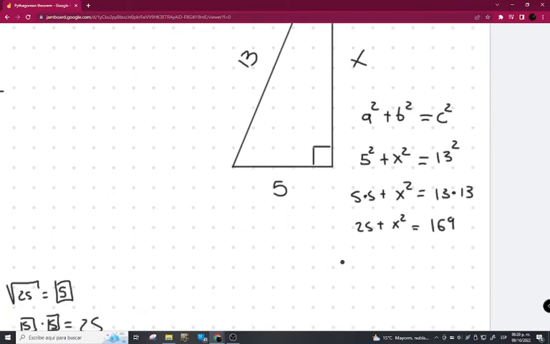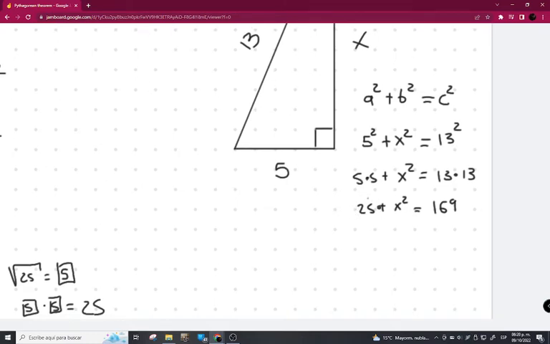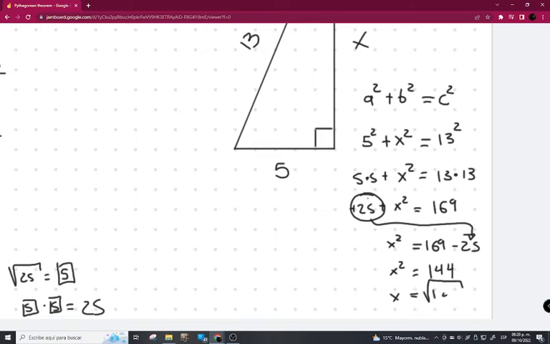Okay? Let's get rid of this 25, because we want to have the x alone. So this is positive, so let's move it to the other side, subtracting. So x squared equals 169 minus 25. So 169 minus 25 is, sorry, 144. And in order to have x, we need to find the square root of 144.